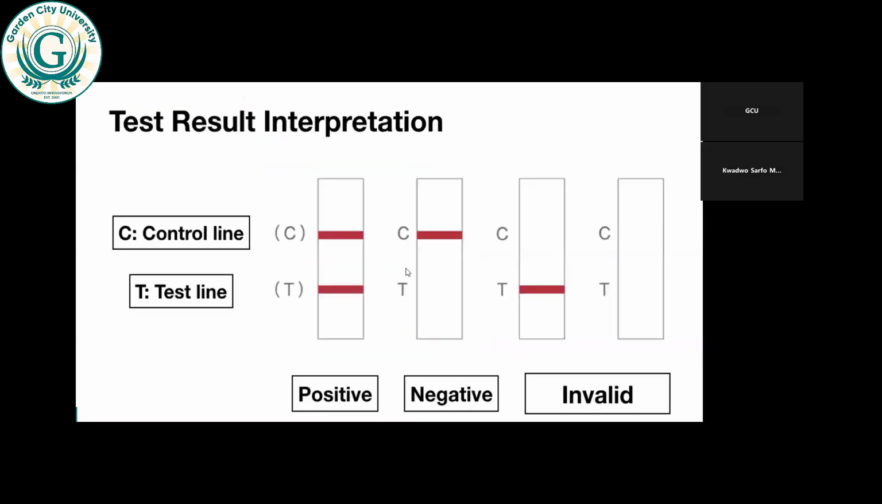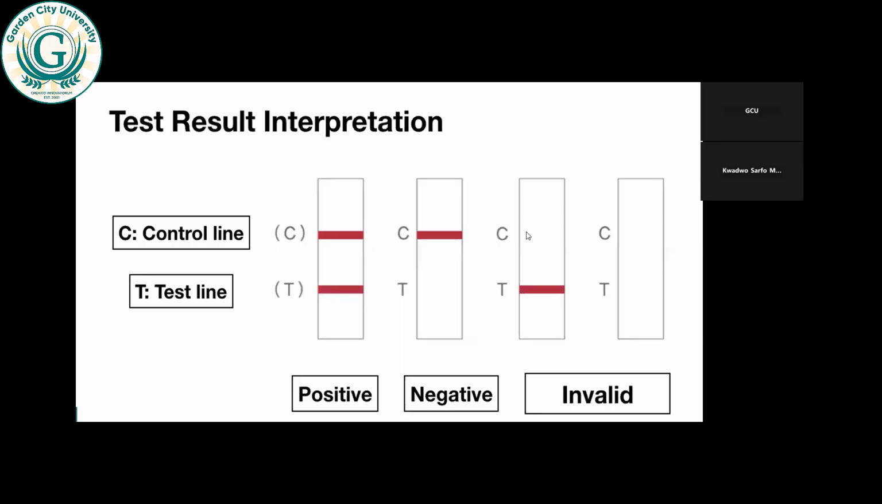So this is how we interpret it. The control line is always positive, showing a band. And we look out for the test line. If there's a band, the test is positive because the test line is showing something. If the test line does not show anything, it is negative.